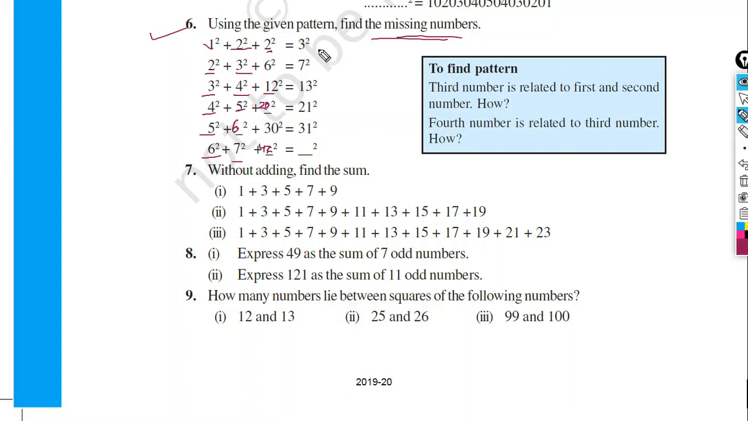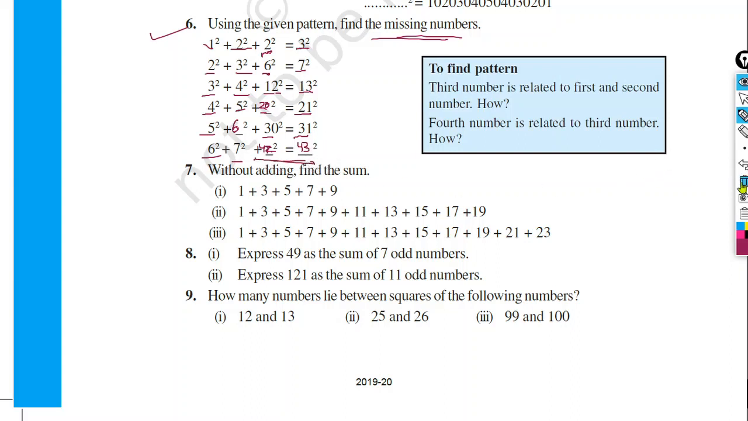Here it is, yes, 2 plus 1, 3 square. 6 plus 1, 7 square. 12 plus 1, 13 square. 20 plus 1, 21. 30 plus 1, 31. So here it is 42. So 42 plus 1 is here 43 square. Okay, so this is the pattern.